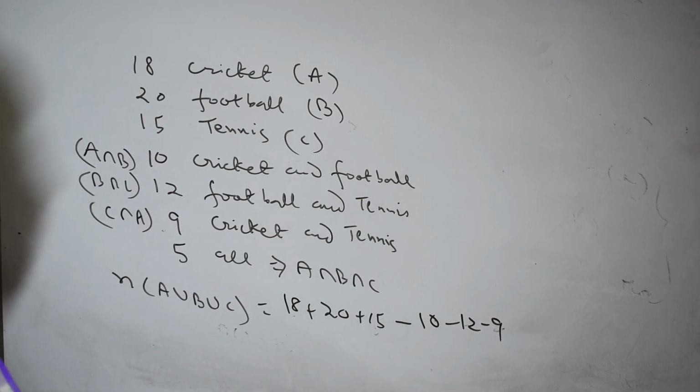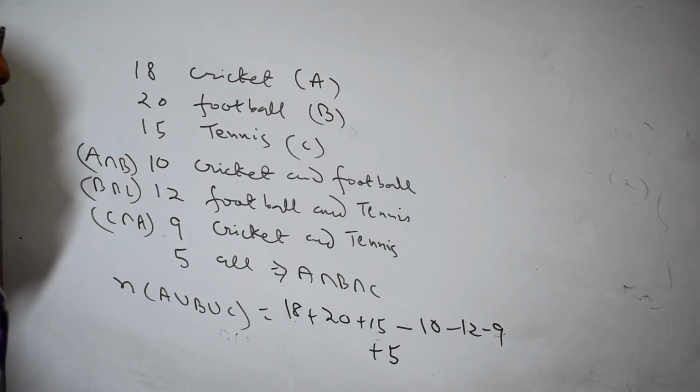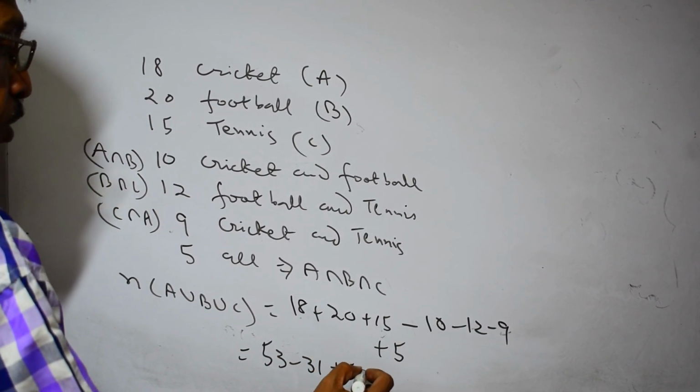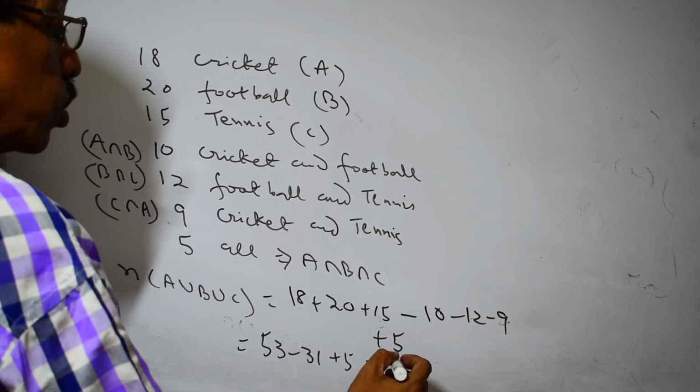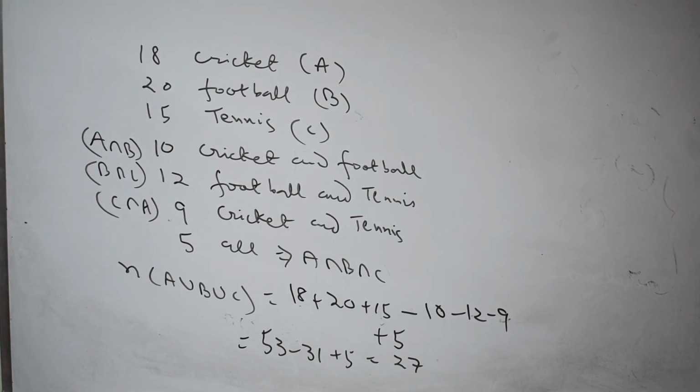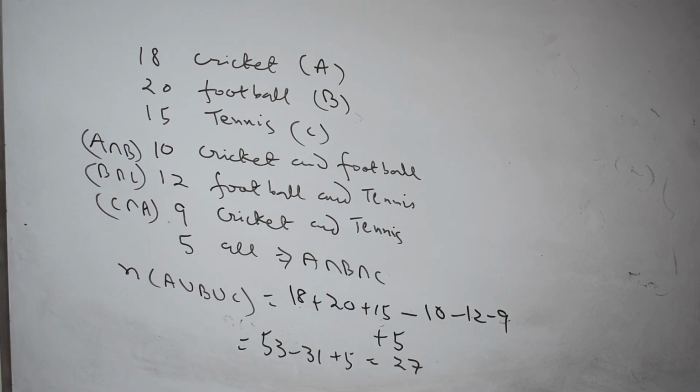So 53 minus 31 and plus 5. So we are getting 53 total minus 31 plus 5. So our answer will be 27. That's all for set theory, the basic ideas of this topic.